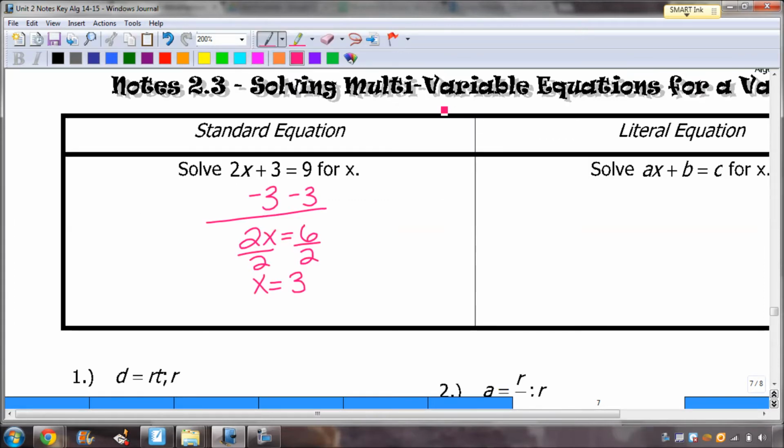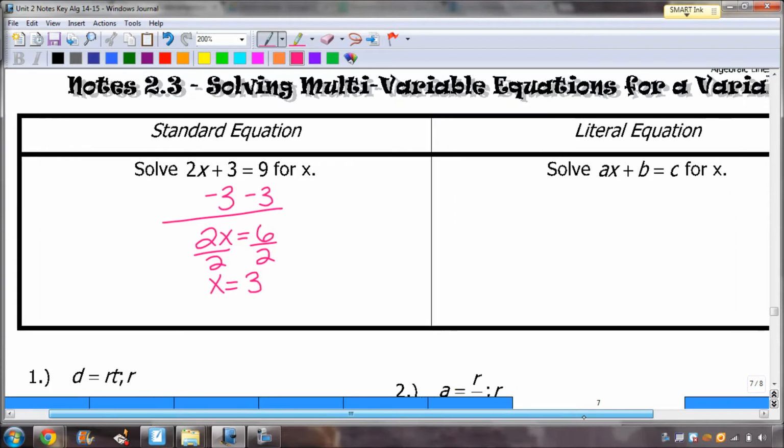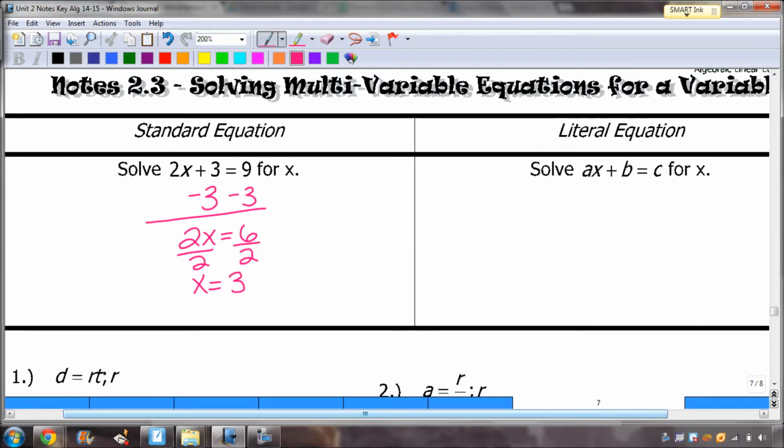All right, go ahead and look at the work that we have here. If you need to press pause to make sure that you understand this, go ahead and do so. All right, so now we're going to look at our literal equation. Now, a literal equation is just a standard equation that might have more than one variable in it, and we're trying to get one of them by itself.